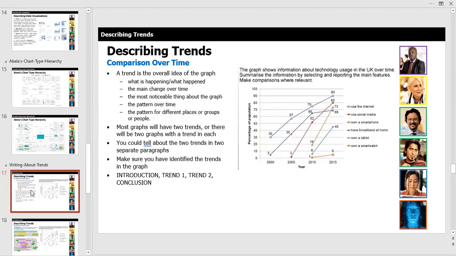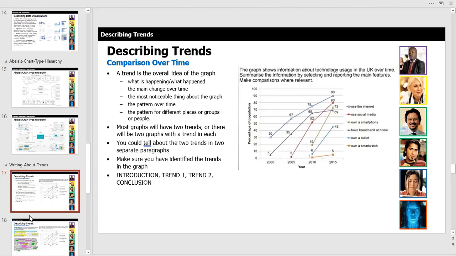So a trend is the overall idea of the graph, and what's happening, or what has happened, the main change over time, the most notable thing about the graph, the pattern over time, the pattern for different places or groups of people. Most graphs will have two trends, and you can tell about the two trends in two separate paragraphs. Make sure you've identified the trends in the graph, and there are 4 parts to what you're going to write: an introduction, the first trend, the second trend, and a conclusion.